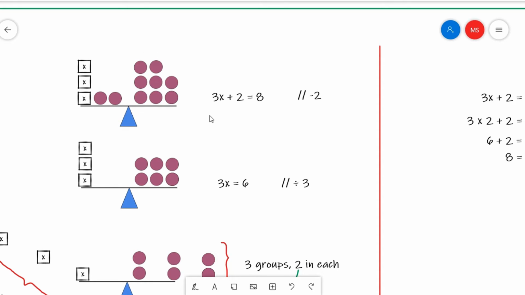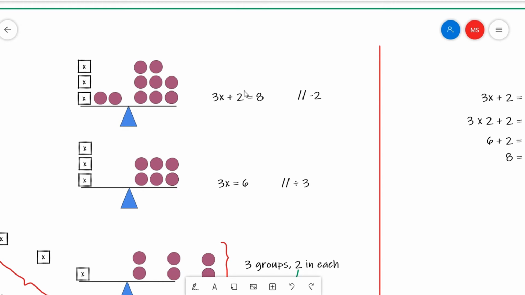Now, our strategy says reverse what's being done to x at the present moment. Well, it's being multiplied by 3, but it's also having 2 added. This is where reverse BEDMAS comes into play. When you are trying to isolate a variable, you don't do things in the order of BEDMAS, you do it in the exact reverse. BEDMAS would tell us to deal with multiplying first and then deal with adding. But when isolating a variable, we do the exact opposite and we deal with this part first.